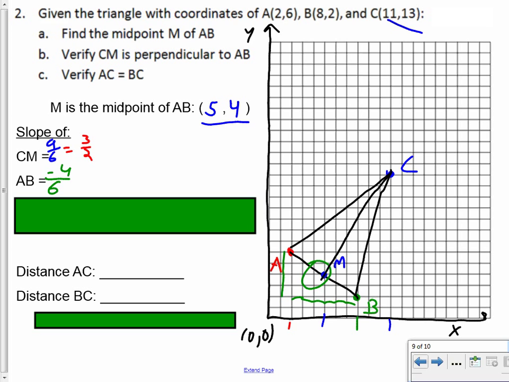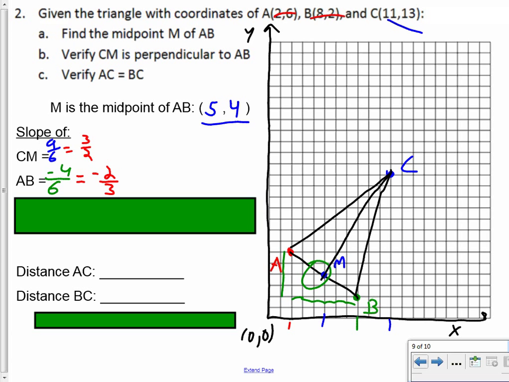And again, if you wanted to use the points A and B, oops, I didn't mean to cross through them, going from A over to B, we would use 2 minus 6 is negative 4. 8 minus 2 is 6. That's where we got our negative 4 over 6 from. And that one, again, we can reduce, take 2 out of both of them, negative 2 over 3.